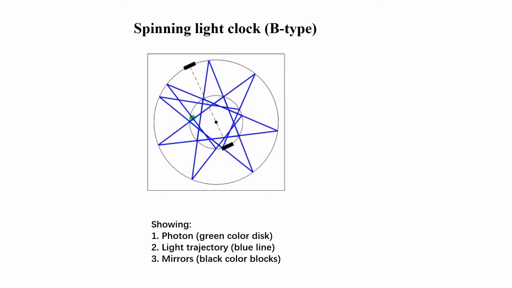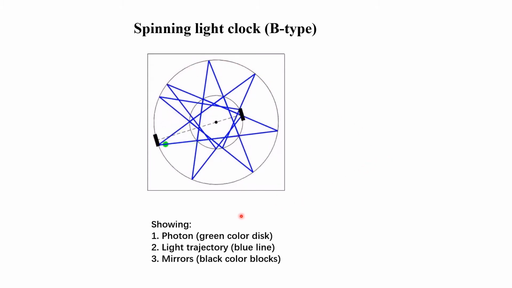This video shows another kind of spinning light clock. It is called a B-type spinning light clock. The two mirrors rotate around a common point. It is called the center. The center is here. And the distances between the center and the two mirrors are not the same. They are different. One mirror moves along this circular trajectory, and the other mirror moves along the other circular trajectory.